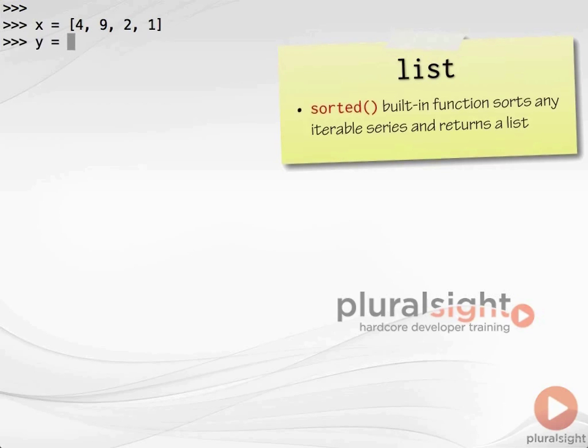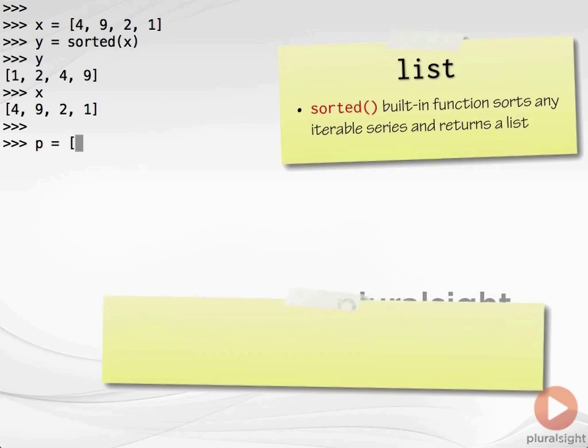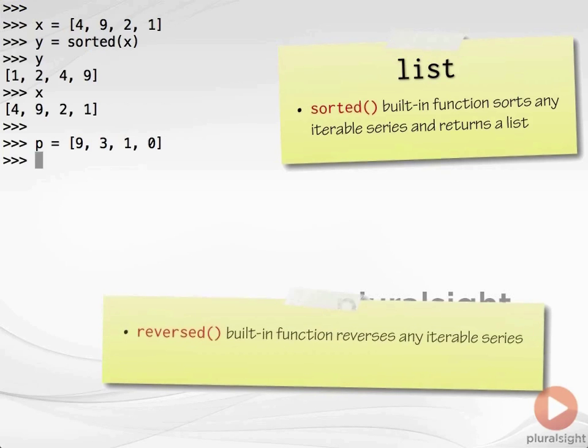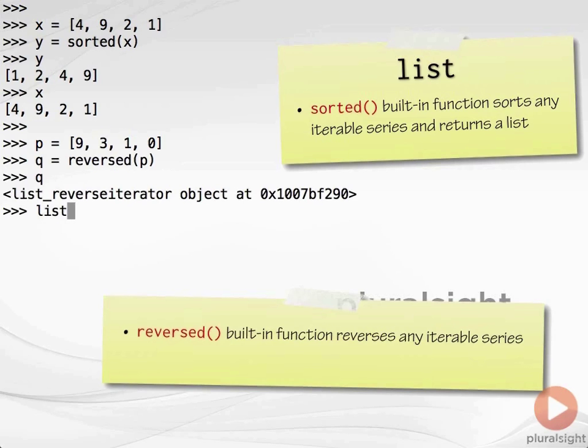Here we use sorted to sort a list of numbers x, which returns a new list y. Notice that the original list x is unmodified. Here we use reversed to reverse a list of numbers p. Notice how we need to use the list constructor to evaluate the result of reversed. This is because reversed returns an iterator, a topic we'll cover in much more detail later. These two functions have the advantage that they'll work on any finite length iterable source object.